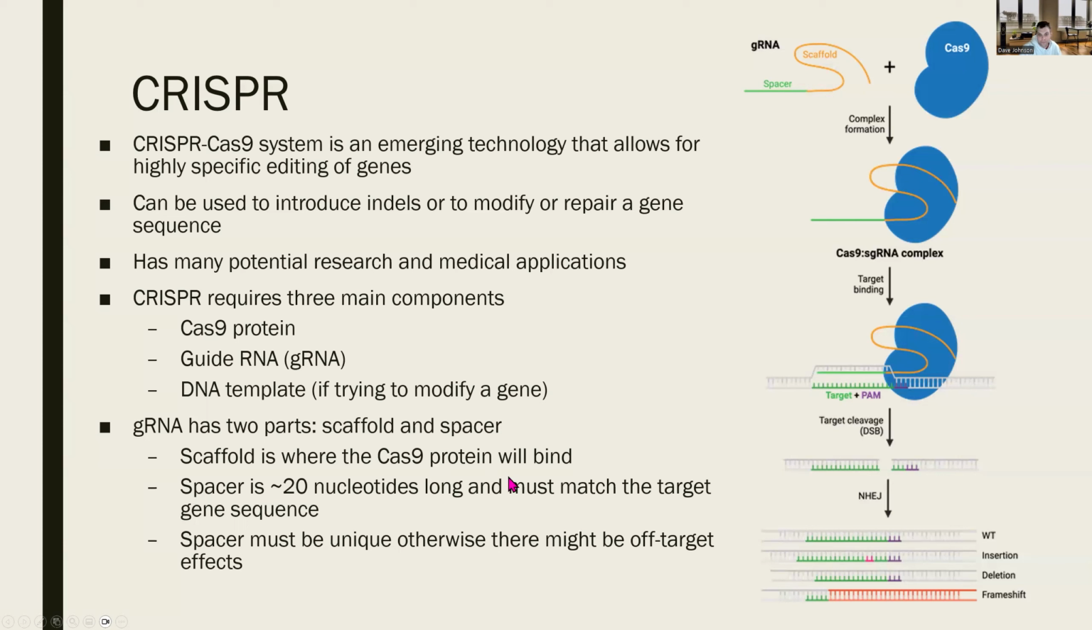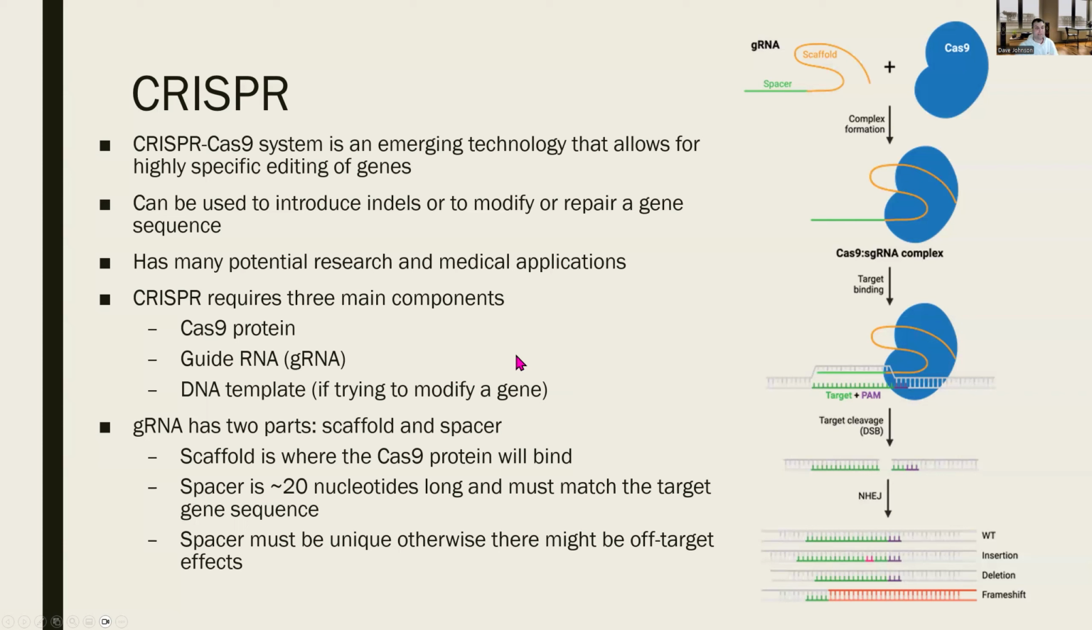The scaffold is where Cas9 will bind. This will also help to convert Cas9 into its active conformation, allowing it to bind to DNA. You also need a spacer. This spacer is about 20 nucleotides long. This spacer needs to match the target gene sequence.